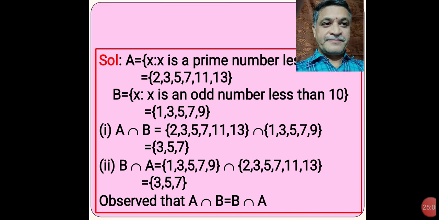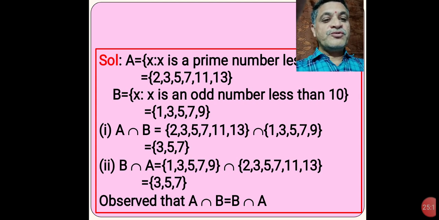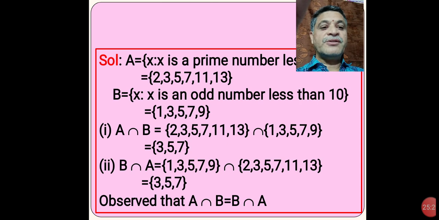Now go to B intersection A. B intersection A means B is equal to 1, 3, 5, 7, 9 intersection A is equal to 2, 3, 5, 7, 11, 13. Now go to the first set. 1 is not common in both, 3 is common in both, you write here, and 5 is common in both, 7 is common in both. 9 is not common in both, leave it. So 3, 5, 7. Now observe that A intersection B is equal to B intersection A. So again the commutative law holds here. Associative law holds and commutative law holds for intersection also.